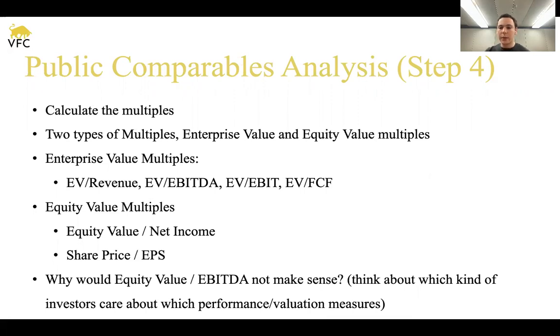And the enterprise value multiples are a little bit harder to understand at first, but a good way to think about it is from the perspective of a debt holder. They don't care about equity value because it doesn't include debt. And they don't care about something like net income because that's after interest is paid off. So a multiple at the bottom there, like equity value over EBITDA, wouldn't make much sense because debt investors don't care about equity value, and equity investors don't care that much about EBITDA.